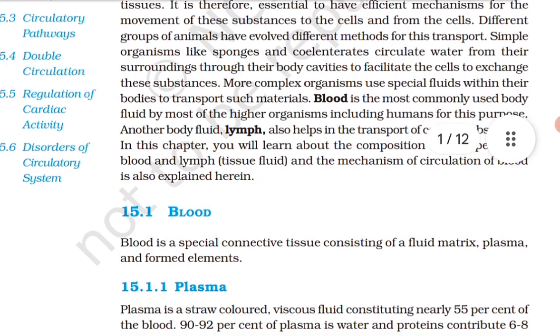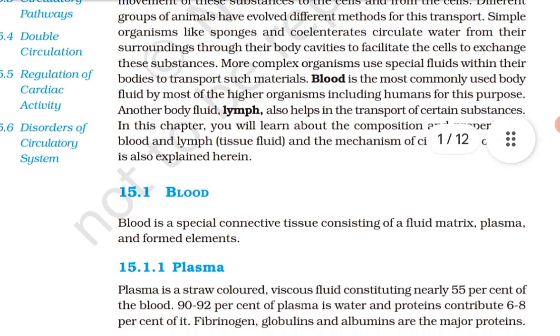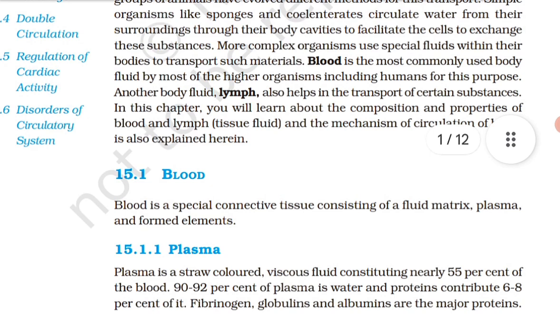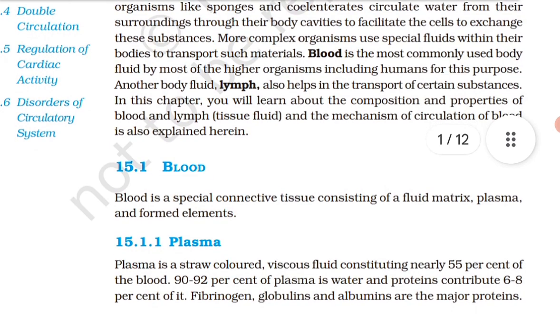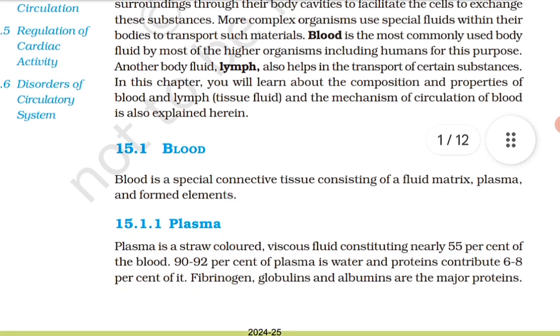Blood. Blood is a special connective tissue consisting of a fluid matrix, plasma, and formed elements. What does it consist of? Fluid matrix, plasma and formed elements. Understood? Once again, fluid matrix, plasma and formed elements.